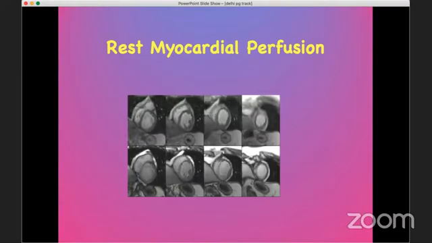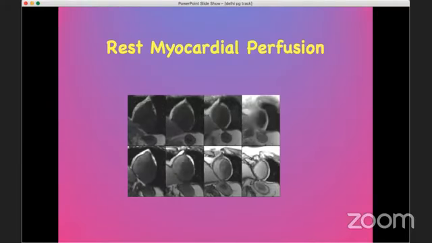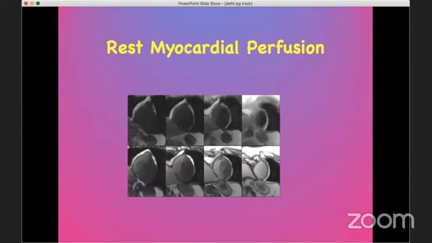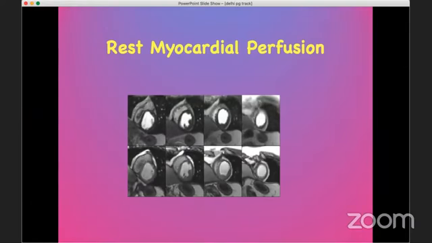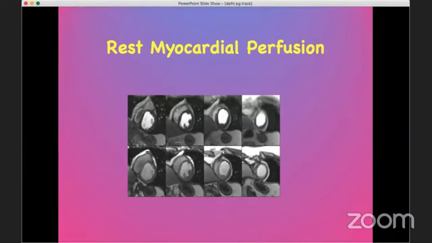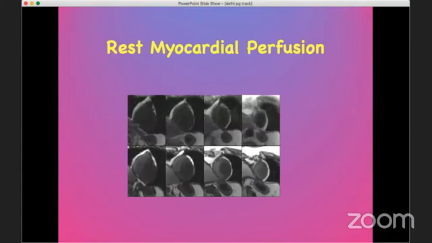Now, the same gadolinium is re-injected a little while later after the infusion of 3 minutes of adenosine through a special MR compatible pump. And then we compare the rest and stress perfusion and look for any mismatch between the stress and rest perfusion, similar to what you would be doing on the nuclear scans, which I will be hopefully sharing with you next week.